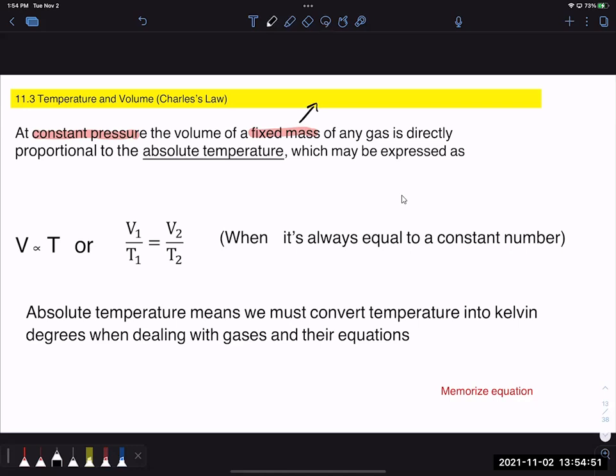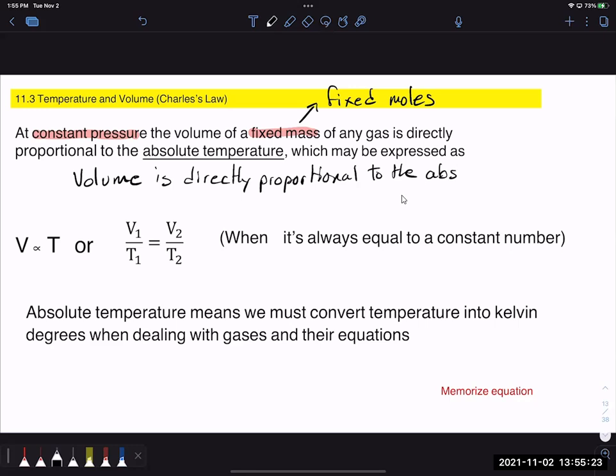Actually, when you see mass here, read fixed moles. Right? The number of gas particles is the same. And yeah, so the volume, I'm going to simplify this. Volume is directly proportional to the absolute pressure, or absolute temperature, sorry.